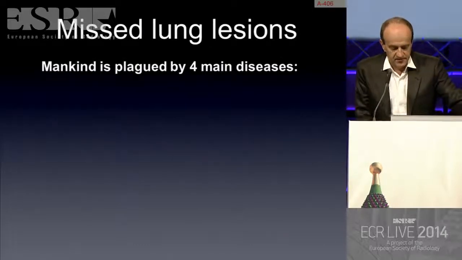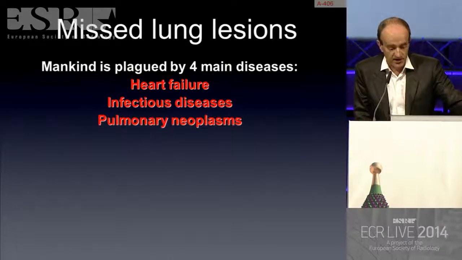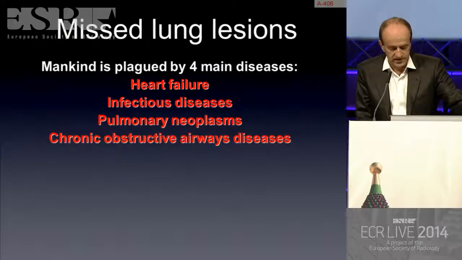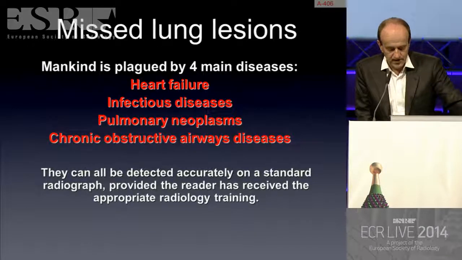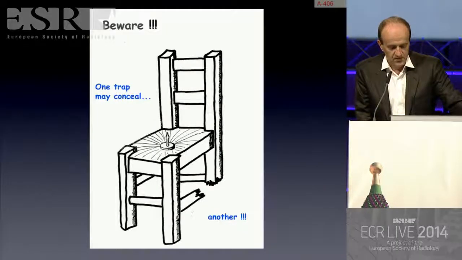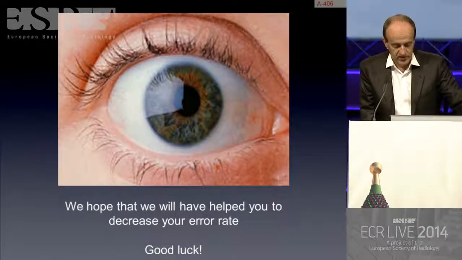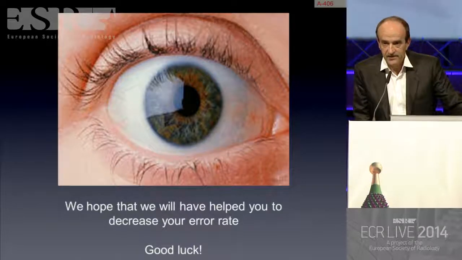Mankind is plagued by 4 main diseases: heart failure, infectious disease, pulmonary neoplasms, chronic obstructive airway diseases. They can all be detected accurately on standard radiographs, provided the reader has received the appropriate radiology training. Even a slight improvement can provide huge benefits in terms of time, cost, and health to our patients. Beware, one trap may conceal another. We hope that we will have helped you to decrease your error rate. Good luck and thank you.